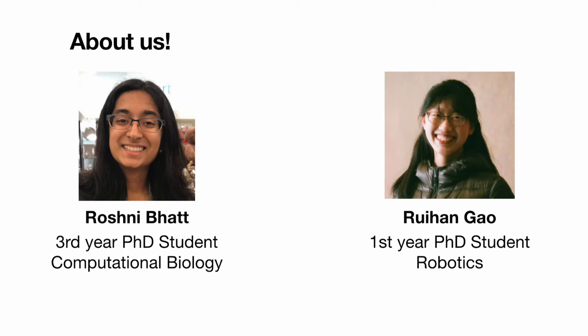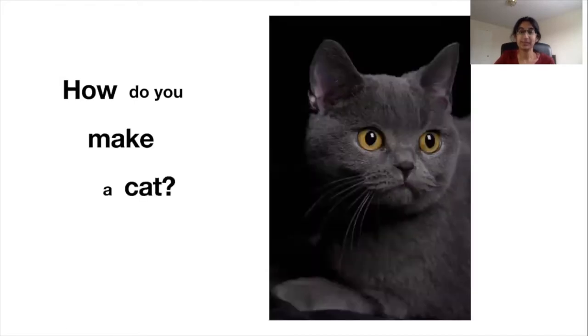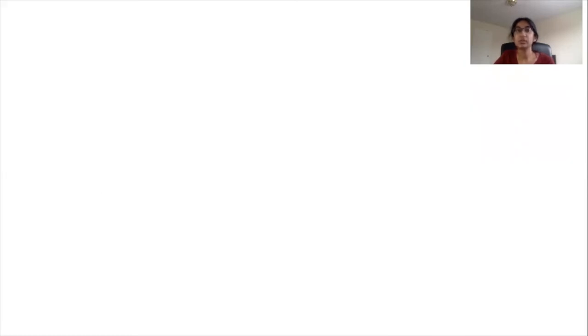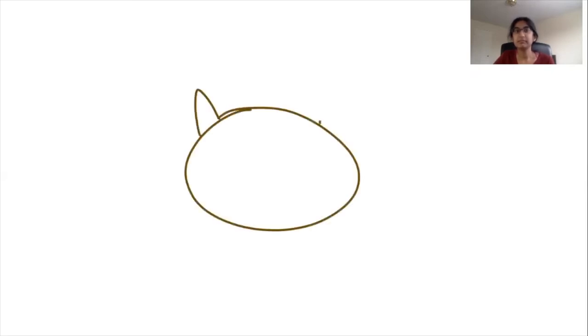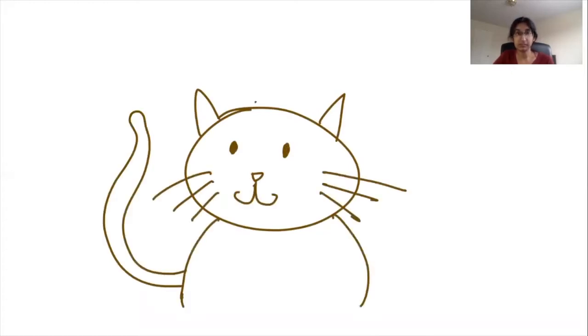So let's get started. So, how do you make a cat? Let's start with drawing a cat. What kinds of things would you want to include that will make someone who sees your drawing think, yep, that's a cat? Probably eyes, ears, whiskers, a tail. You'd want to make its body cat-shaped, and you might want to make it a little furry. That looks like a cat.